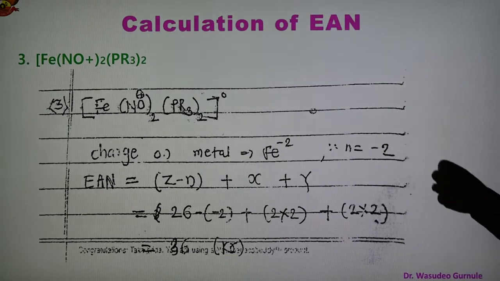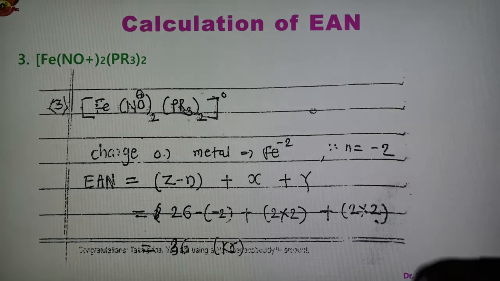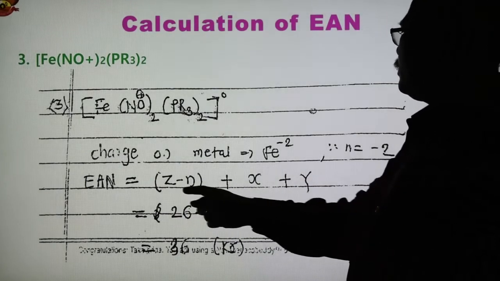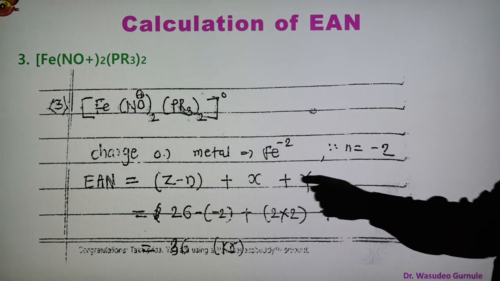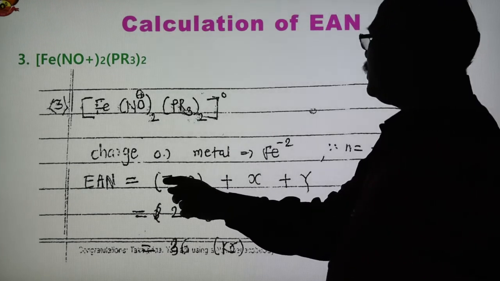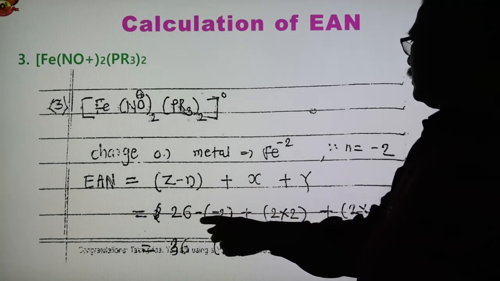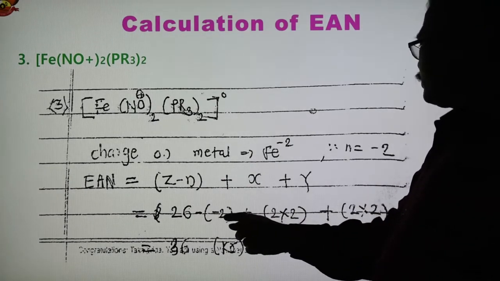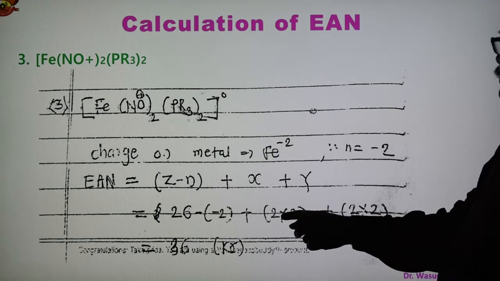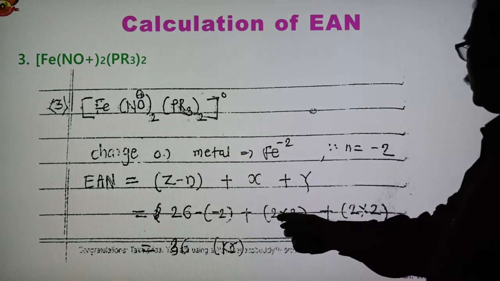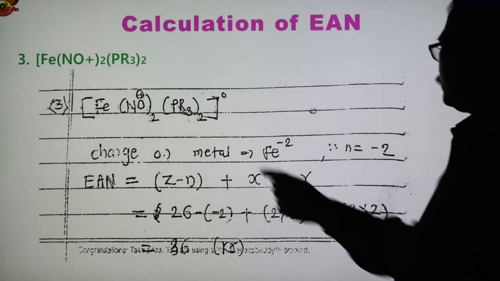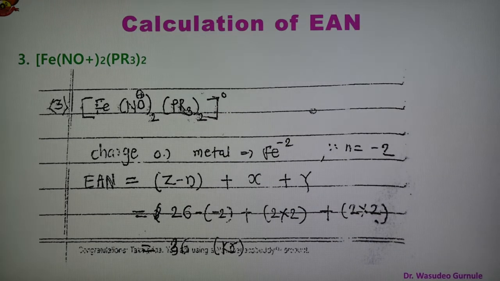So Fe has minus 2 charge, and therefore we can say that n equals minus 2. Therefore EAN equals the formula, Z minus n plus 2x plus 2y. The atomic number of Fe is 26 here, minus 2 is the charge, so minus (minus 2), plus nitrosyls are 2, so 2 into 2, other ligands are 2, so 2 into 2. So this is the substitution of values.